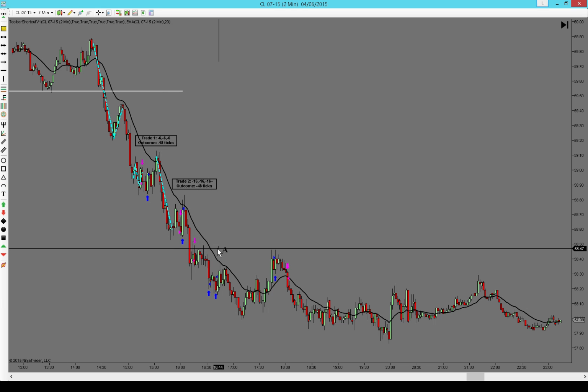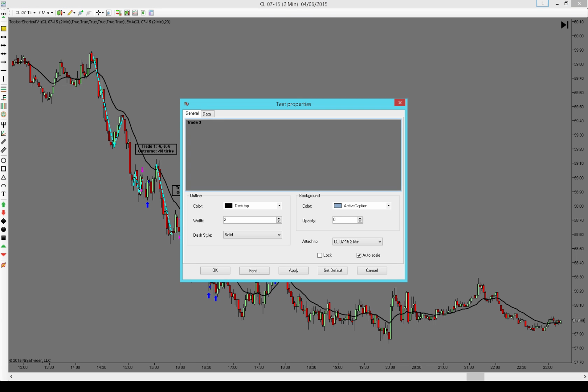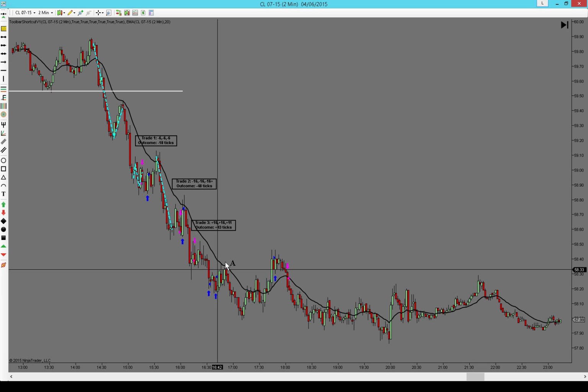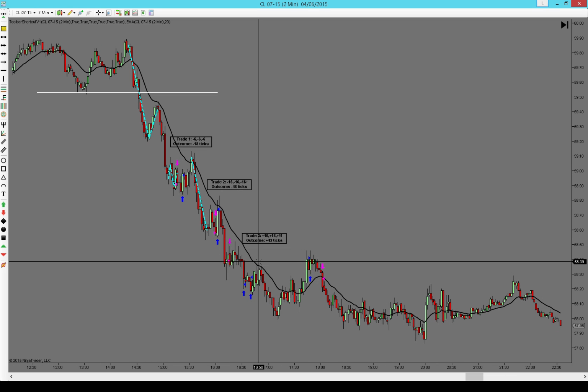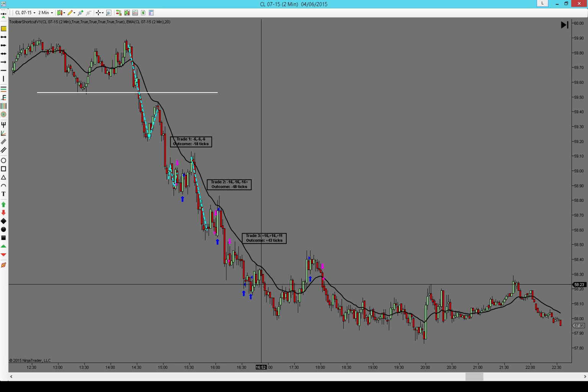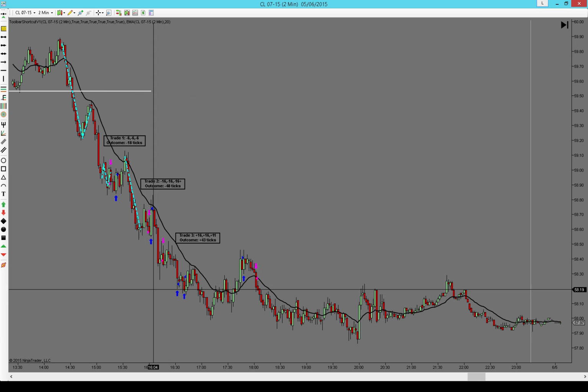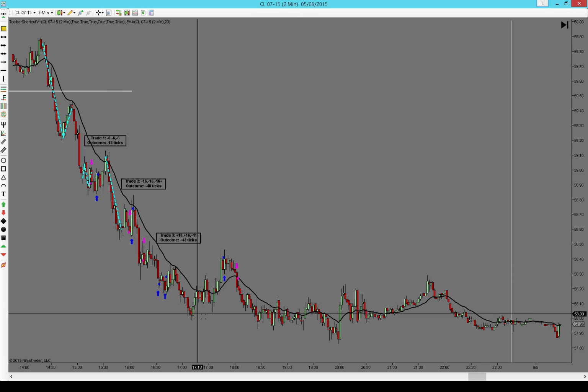So trade 3 plus 15. No, sorry, 16. I got 1 tick of slippage on the plus 11. Outcome plus 42, 3 ticks. Yes, 16 ticks on the first target here.